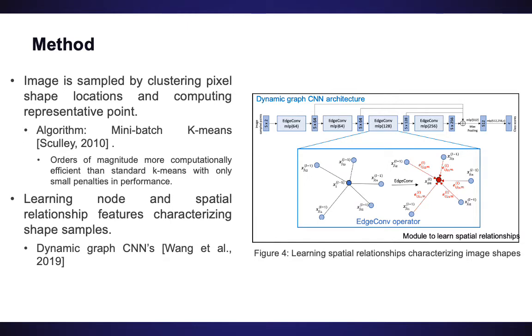stochastic gradient descent. The method by which we learn spatial relationships between image sample points is the dynamic graph CNN developed by Wang et al. in 2019, which was originally developed for point cloud classification. Such a network can dynamically learn the meaningful spatial relationships at each layer characterizing the shapes. Figure 4 here is just an illustration of the architecture, and the graph under the blue rectangle shows nodes and the edge connections, which are dynamically assigned according to the k nearest neighbors in the feature space.